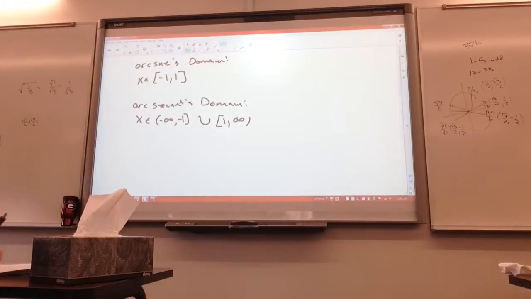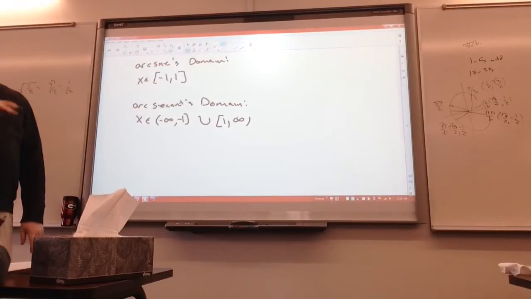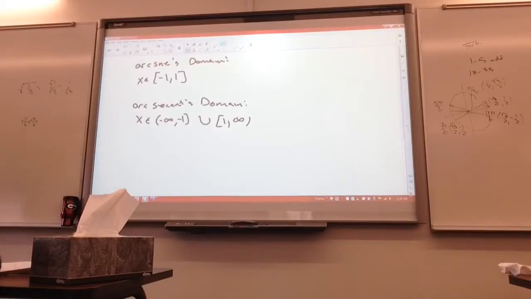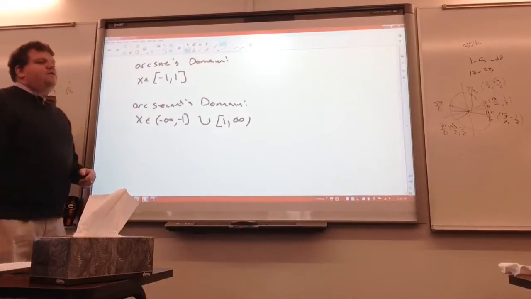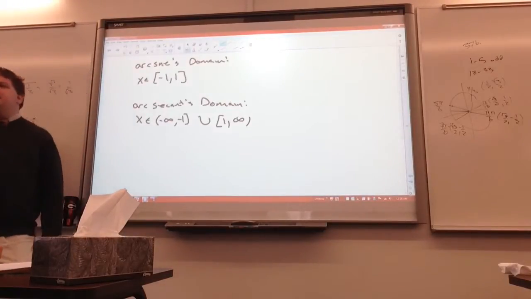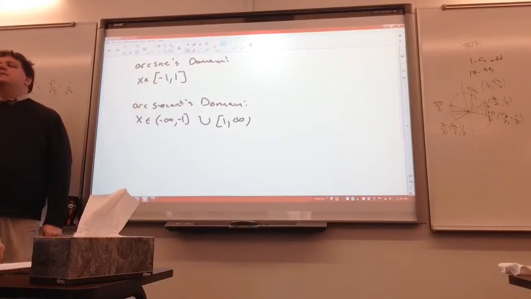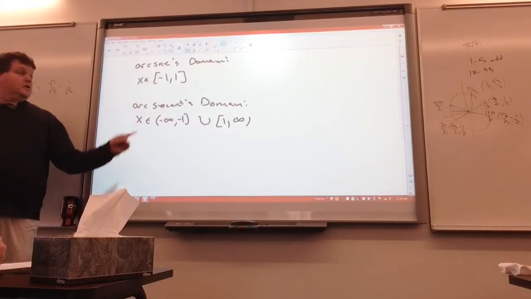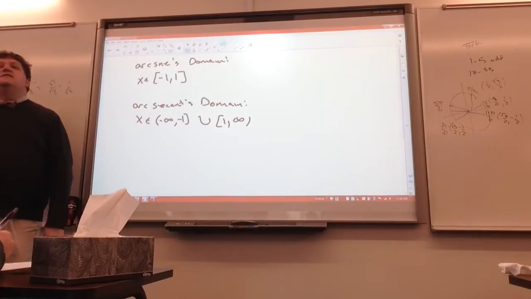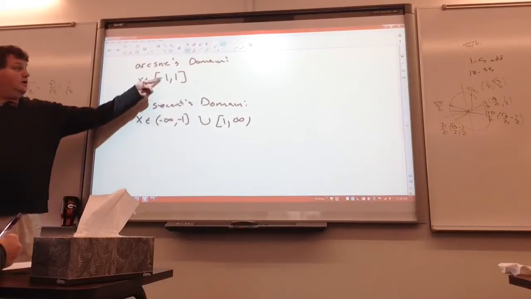Because that's the snippet that works. If we made it all real numbers, it would be a sine wave that does this, and that breaks the vertical line test many times. What does the bracket mean? It means it includes it, equal to. Parentheses means it does not include it. Closed, open.